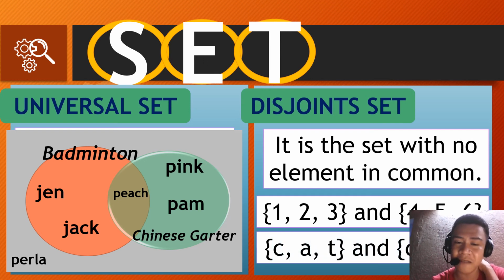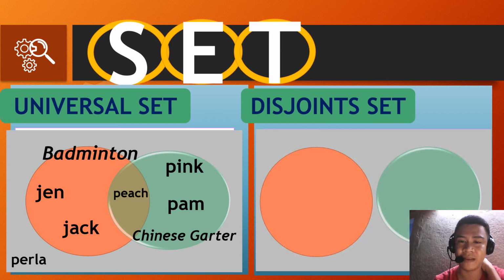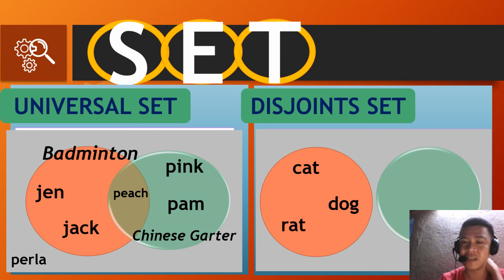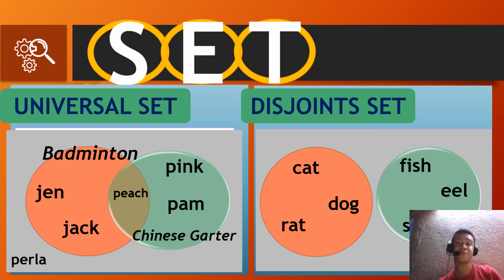Next, we have letters of cat and letters of dog. If we are going to use the Venn diagram, we have this. Cat, dog. So this is the set of animals on land. And the other set is animals on water. So this is an example of disjoint set. Okay.